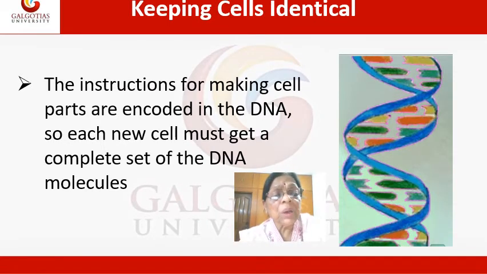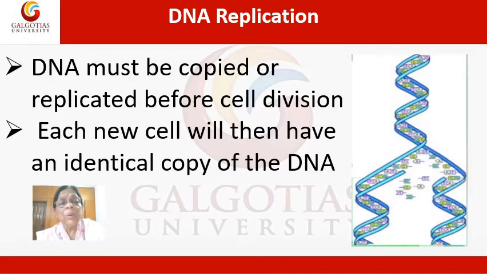Now, the instructions for making cell parts are encoded in the DNA. So each new cell must get a complete set of the DNA molecules, and this is the DNA which has all the information coded into it. DNA must be copied or replicated before cell division. Each new cell will then have an identical copy of the DNA.